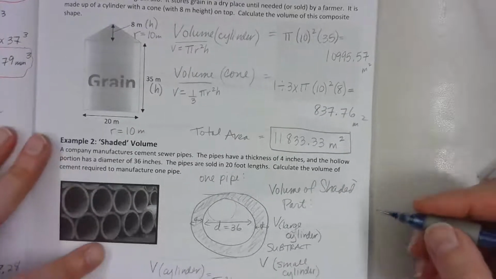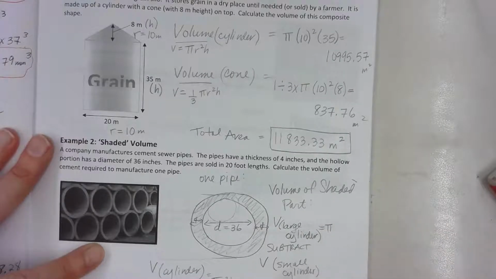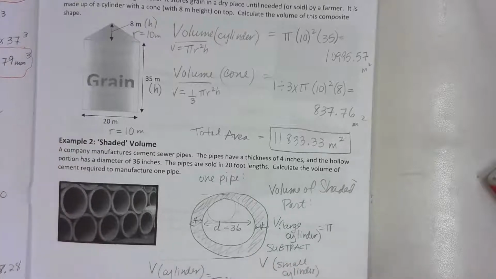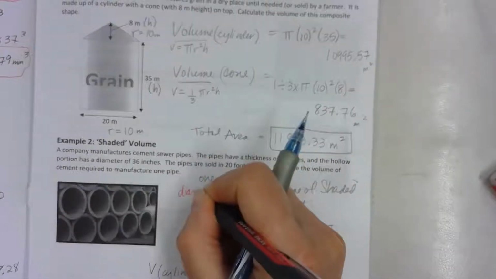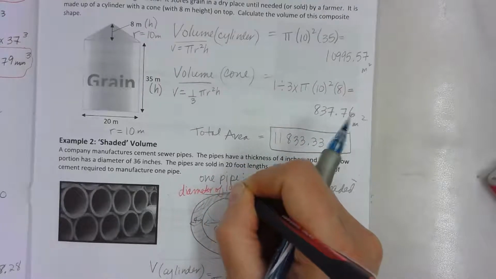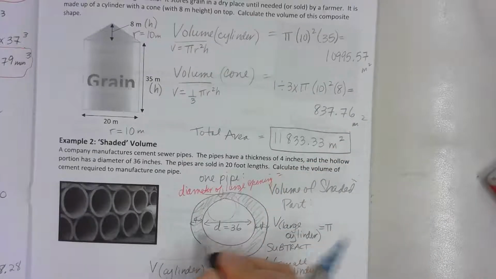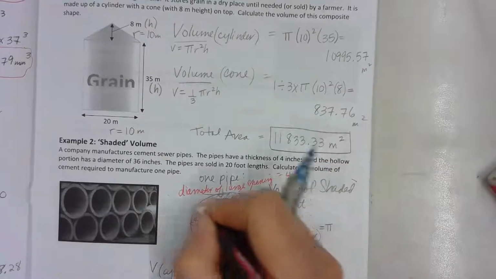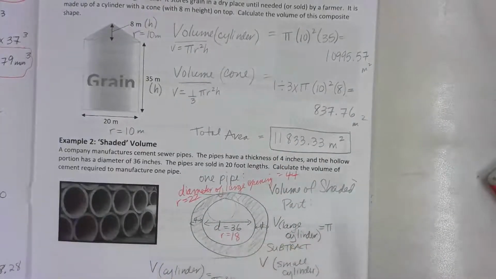Okay. So the large cylinder is pi times, well, let's see. The radius of the large circle is going to be half the diameter. So the diameter of the large opening, 36 and 4 is 44. So the radius equals 22. And this radius is going to equal 18.